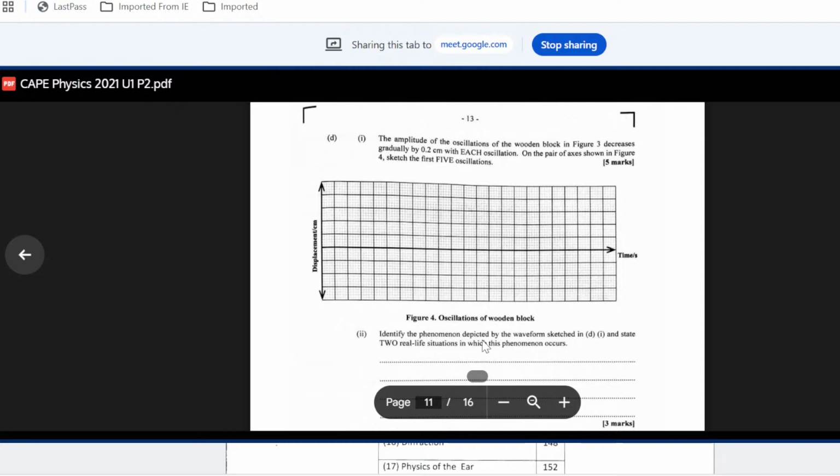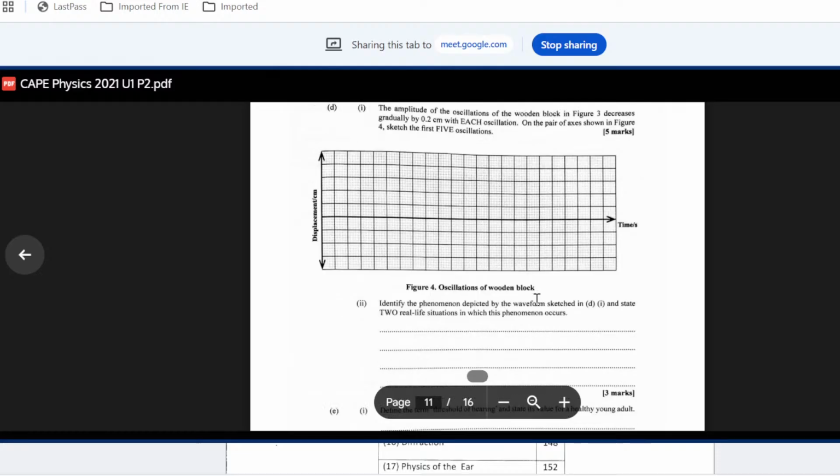All right, identify the phenomenon depicted by the waveform sketched in and state two real life situations. So I kind of said it already. So damping.